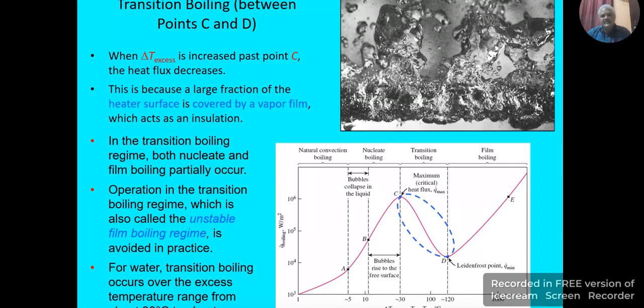On gradual increase of the delta T, the excess temperature from 30 to 120 degrees Celsius, you could see that point C is shifted towards the point D here. So there is a drop in heat flux from the peak point C towards D. In this region, particularly in the transition region, there is a drop in the heat flux as well as a drop in the heat transfer coefficient, due to which there will be a drop in heat flux here.